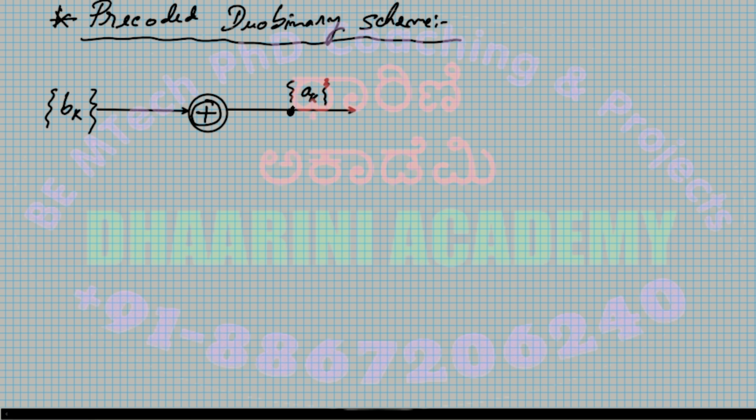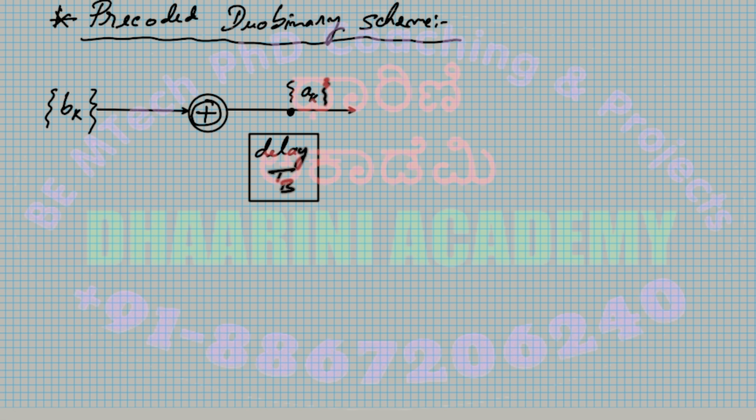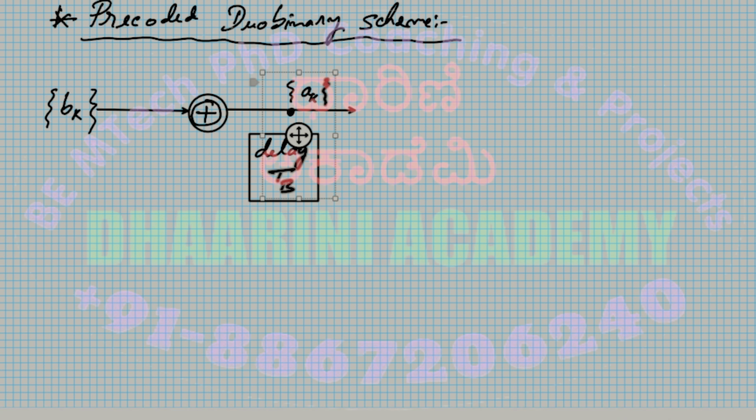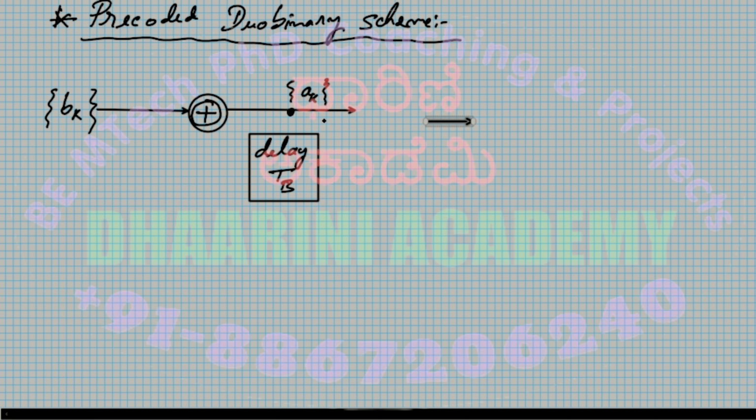And the same thing is fed back as the second input, but we apply a delay over there, a delay of 1 bit duration, that is TB. So we take out the same signal from this point and give it to the delay, and from the delay part, the delayed signal is fed back to this adder. So we have two inputs to the modulo 2 adder. This is a mod 2 operation that is being done over here. So this is a mod 2 addition.